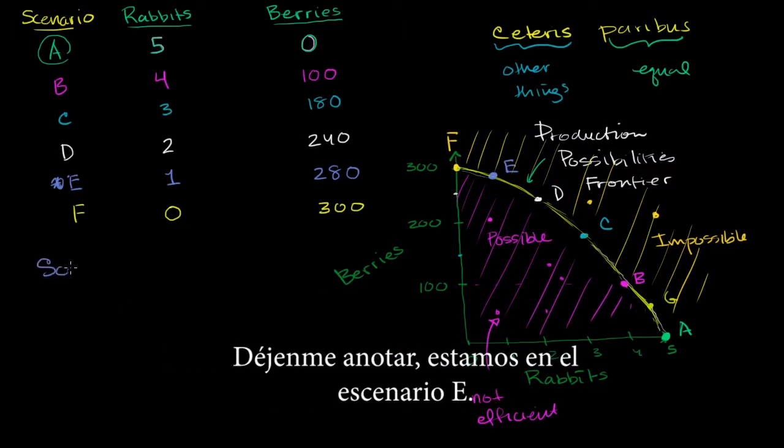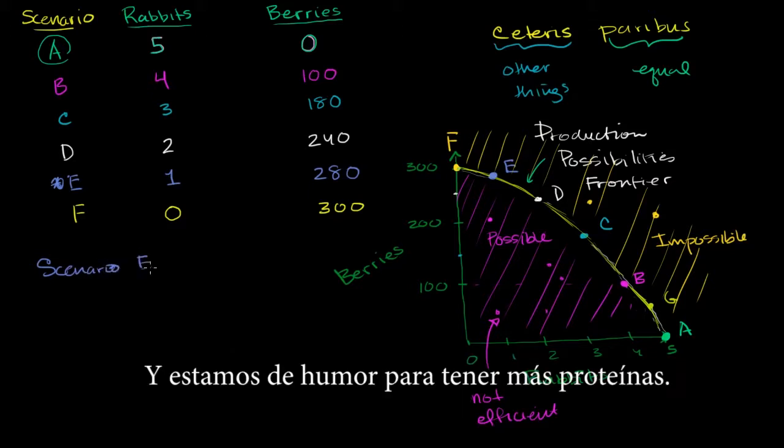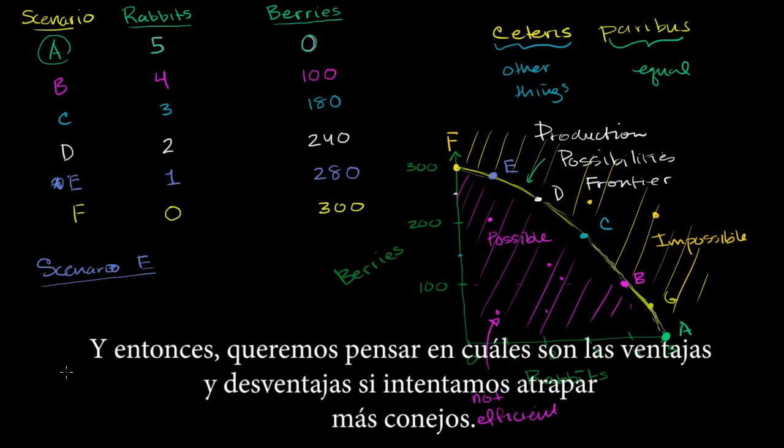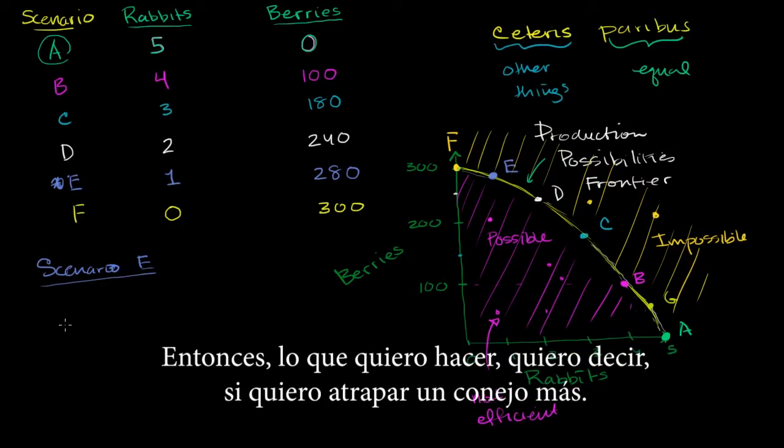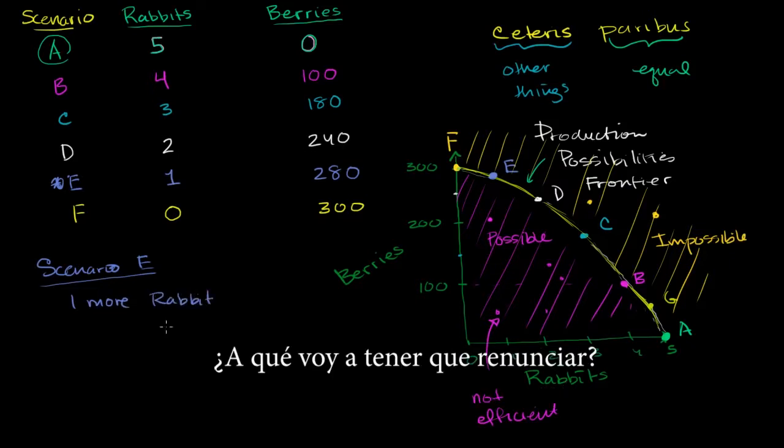But now all of a sudden, we're in the mood for more protein. So let me write down, we are in scenario E, and we're in the mood for more protein. And so we want to think about what the trade-offs are if we try to catch more rabbits. So if I want to catch one more rabbit, what am I going to have to give up?